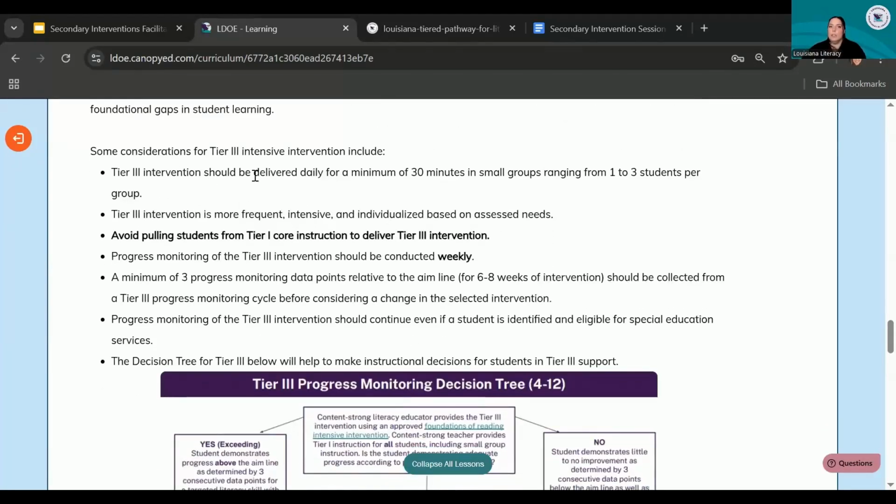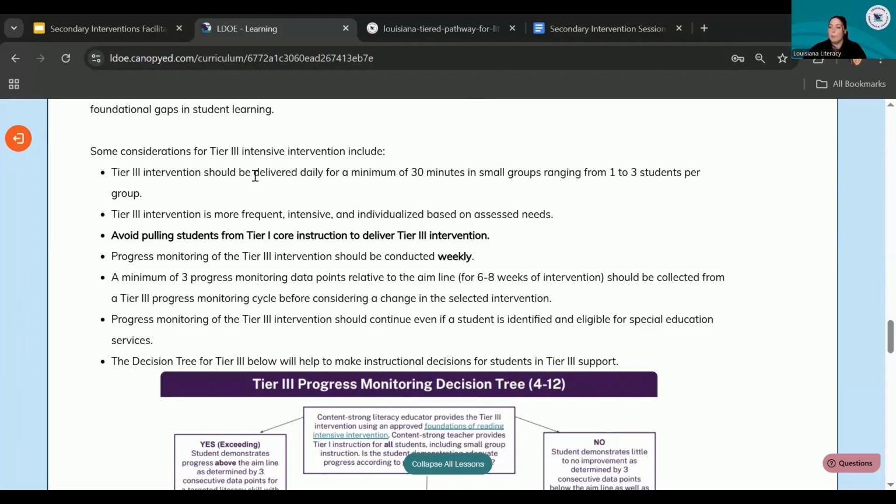Tier 3 intervention should be delivered daily for a minimum of 30 minutes in small groups or even maybe in individual settings, but usually no more than 3 students in a group. It should be obviously more frequent. It should be much more intensive and much more individualized based on whatever their assessed needs were. And again, you want to avoid pulling them out of tier 1 to give them their tier 3 intervention.